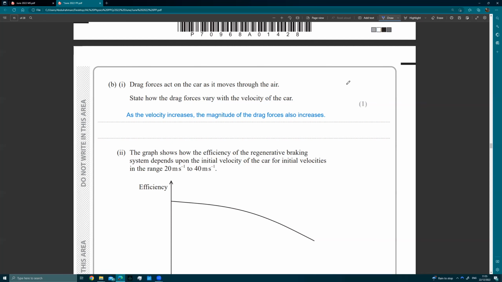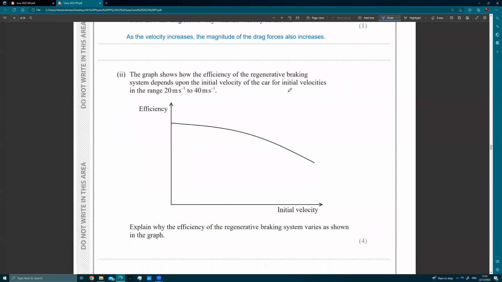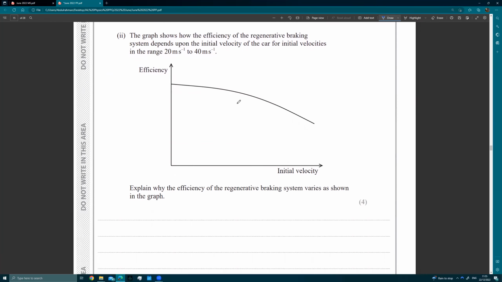The graph shows how the efficiency of the braking system depends upon the initial velocity of the car for initial velocities in this range. Explain why the efficiency of the braking system varies as shown in the graph. What we can see clearly is as the initial velocity increases, the efficiency decreases. Why is that the case?